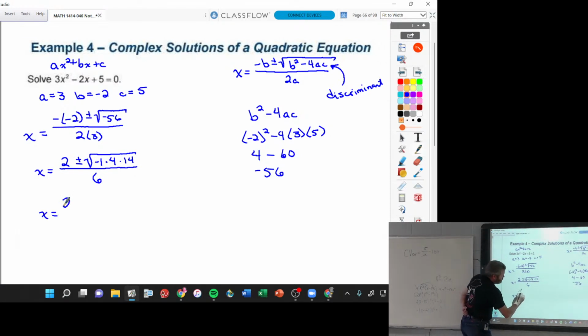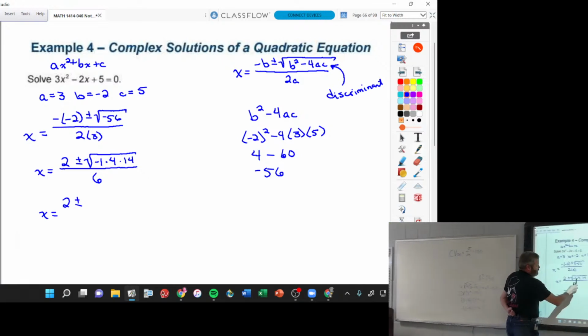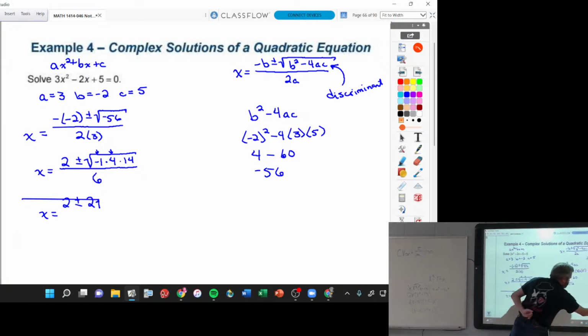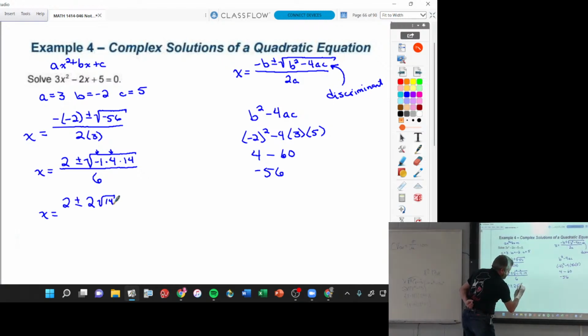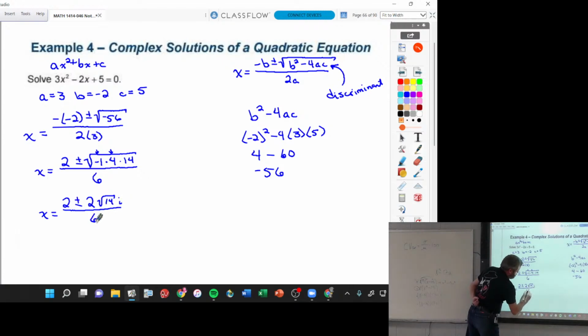In the numerator, we have 2 plus or minus, taking some of the stuff out, the square root of 4 is 2. The square root of negative 1 is i. And the square root of 14 is just the square root of 14. So here's my square root of 14, and here's my i, over 6.